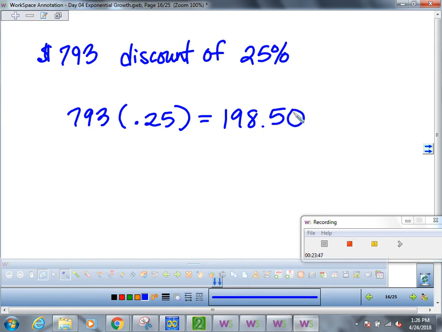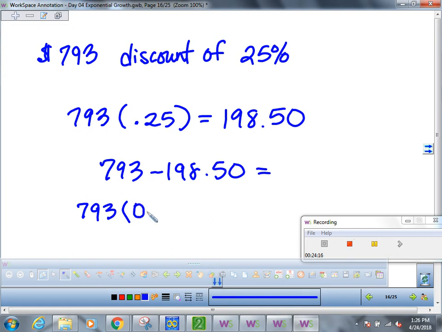That's more than half off, so what do you have to do now? Subtract it. So I have to take the 793 and I have to subtract 198.50. Correct? That's an extra step. When I'm in the store, I don't want to do all that. So here's what you would do. Instead of multiplying 793 by 0.25, couldn't I multiply 793 by 0.75?